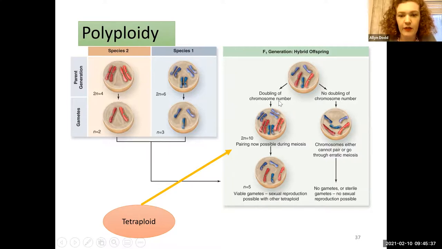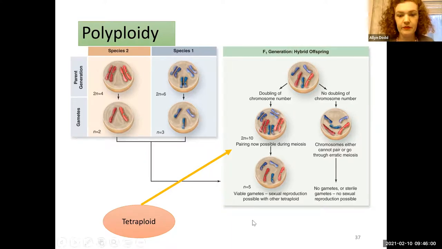However, if you have a doubling of the chromosome number, then you would actually have viable gametes and sexual reproduction could be possible with another tetraploid. This happens in plants. You might be like, how in the heck? This is a lot of stuff that's got to happen. Plants, man, plants can do it.